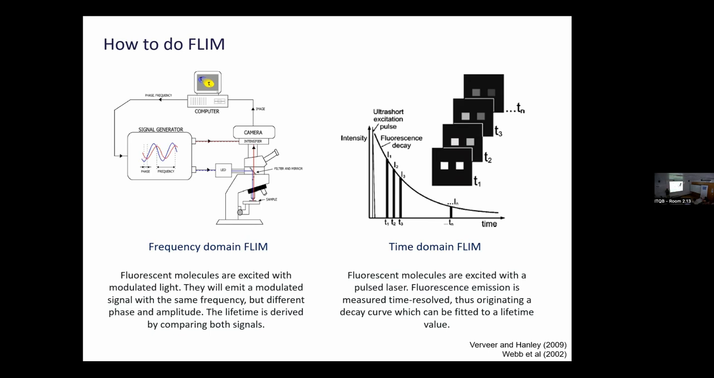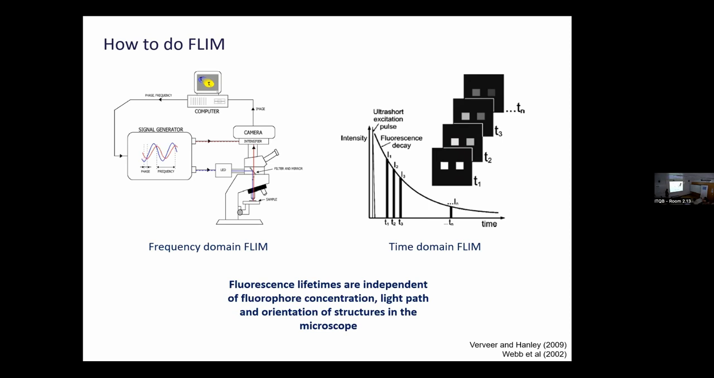The emission will also be modulated, but with a different amplitude and phase because of the lifetime of the fluorophore. And from these two curves, we can also extract the lifetime. So the big advantage, and the reason why I told you that this is the gold standard of FRET, is because lifetime determinations are independent of the fluorophore concentration. You can have areas with a high concentration, bright signal, or low signal, the lifetime will not be changed by that. And it will also not depend on the light path or orientation of the microscope. The lifetime of a fluorophore is the same in different microscopes.